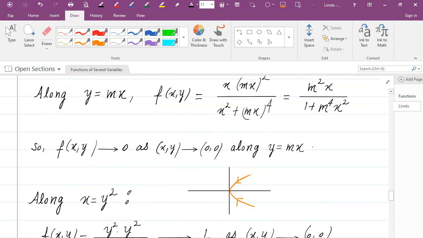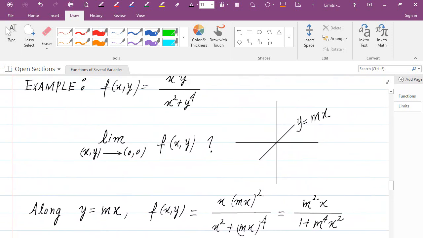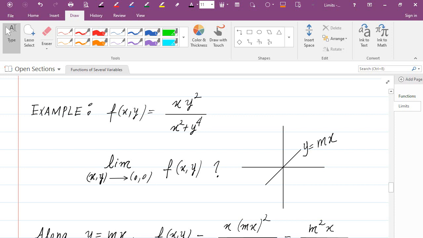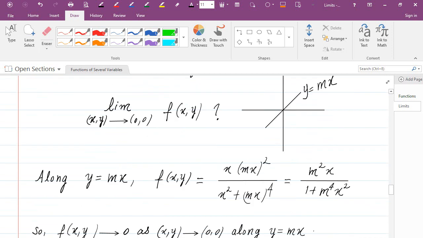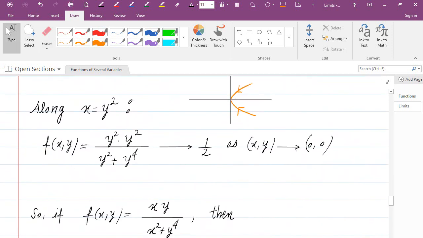Well, recall that the function was this. So in this function, we're going to replace x by y squared. So we're going to get y to the 4 in the numerator, and y to the 4 plus y to the 4 in the denominator. I have a typo here, this should be y to the 4.